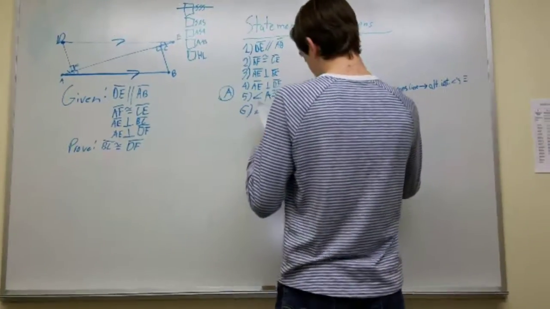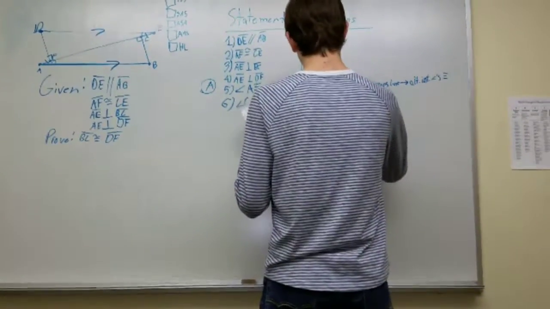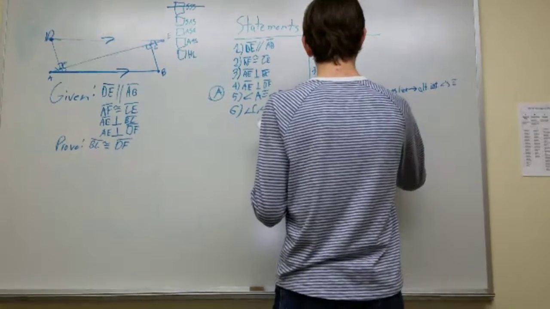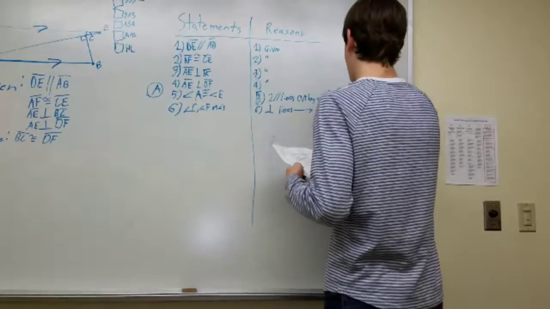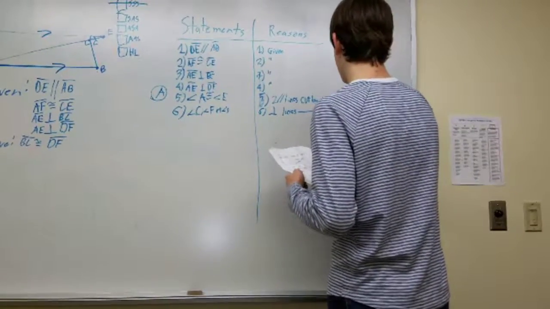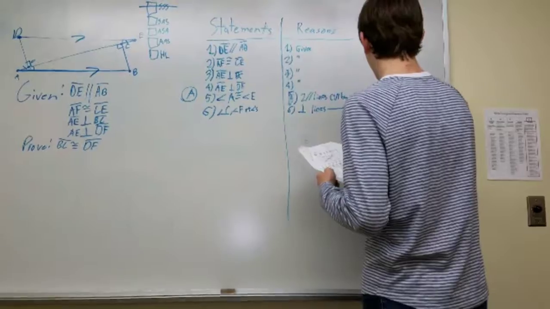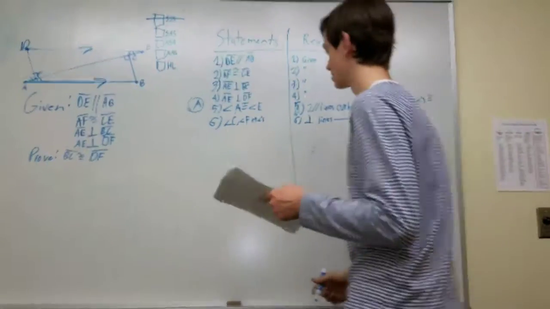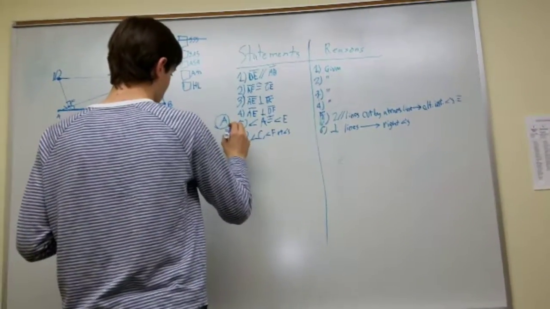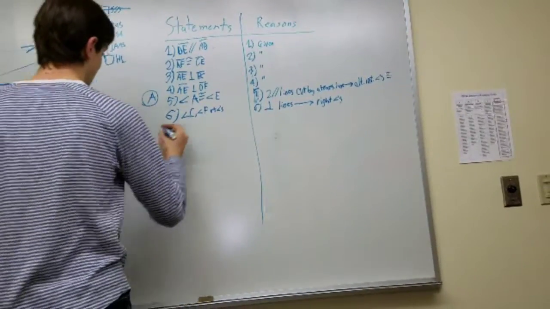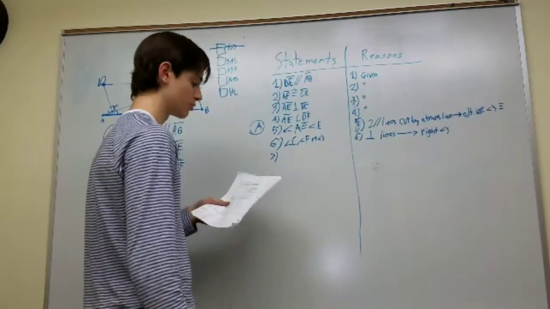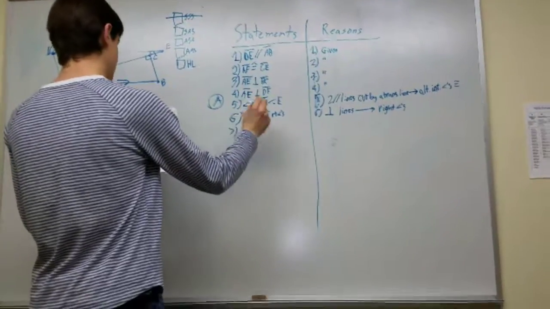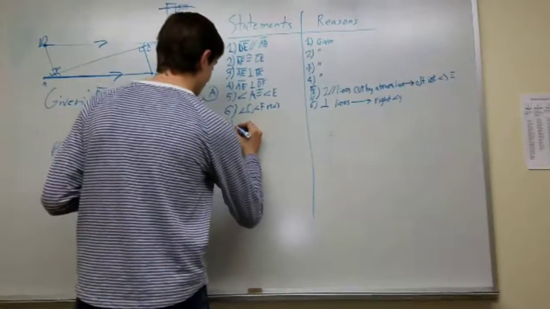So our short form reason is going to be perpendicular lines imply that right angles are present. And we can't mark off any angles or sides with this yet. But step 7 is going to be the one where we prove that angle C is congruent to angle F.